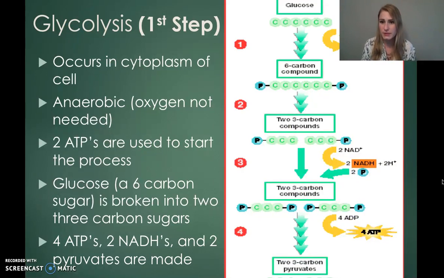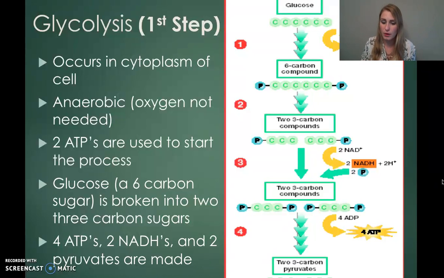Glycolysis. This is the first step. As the name suggests, glyco, we are breaking something apart. Lysis is to break apart. Glyco, you should think glucose, sugar. So we are breaking apart the glucose. This occurs in the cytoplasm of the cell, so this is before the mitochondria is even getting involved.